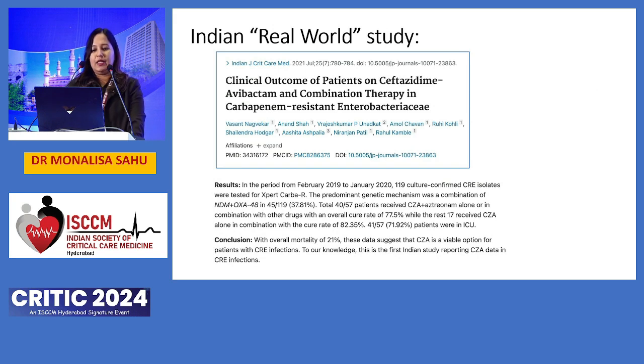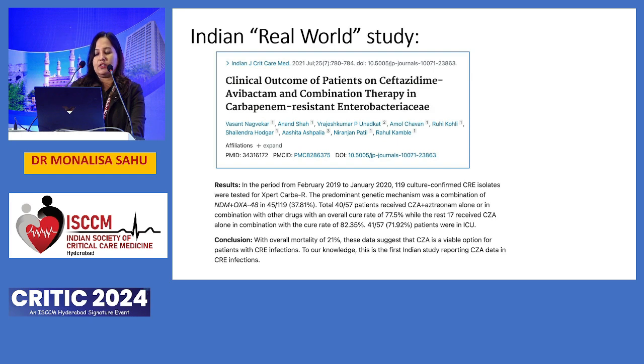Coming to the studies from India, this is the study which was published by Dr. Vasant Nagvekar from Mumbai. We showed the clinical outcome in the patients on ceftazidime avibactam for CRE. They included about 119 patients, of which 45 of them were given the ceftazidime avibactam, and the outcome was better.